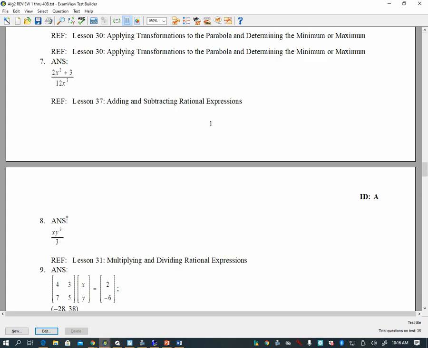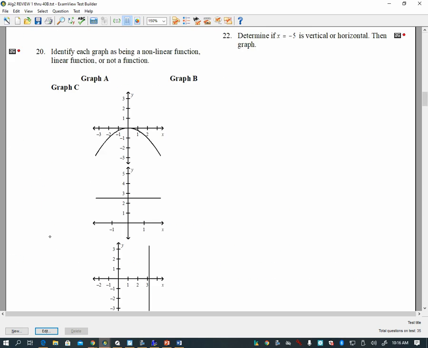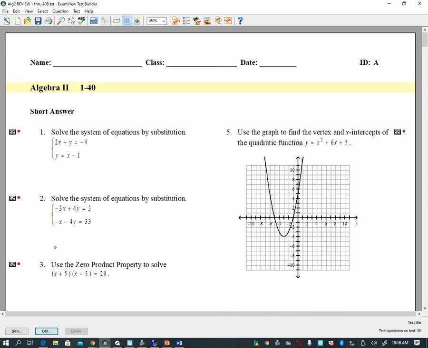Okay. All right. So that covers our most missed questions. Now we're going to cover the questions that you guys want to see. I will write these down, the ones that we cover, because I don't want to cover them again on another video if I don't have to. Do we need to see number 1? Yes? Okay. It says solve the system by substitution.